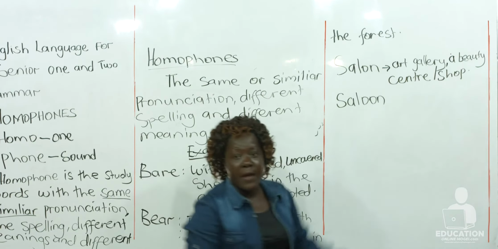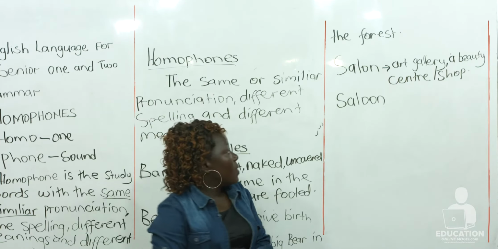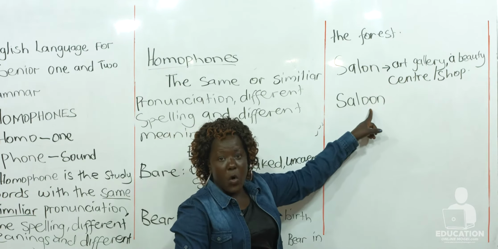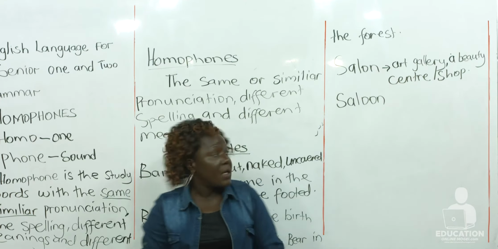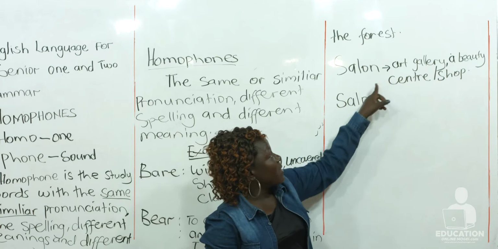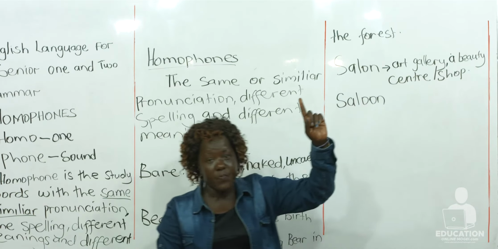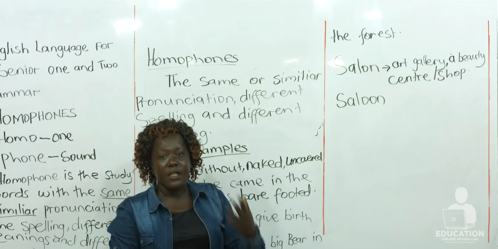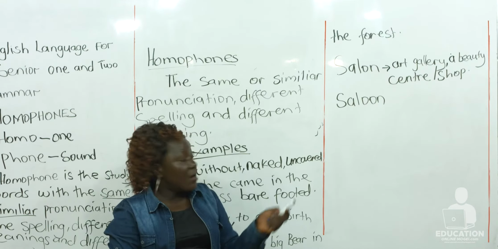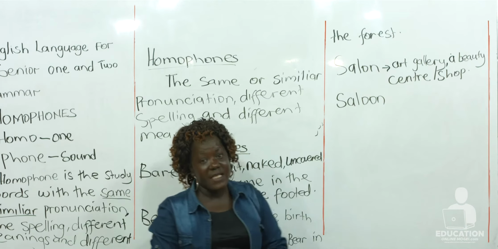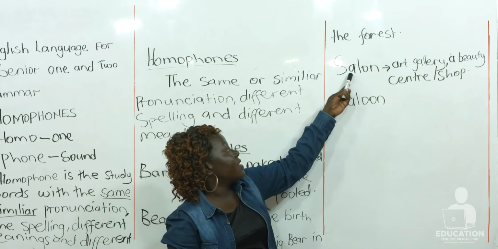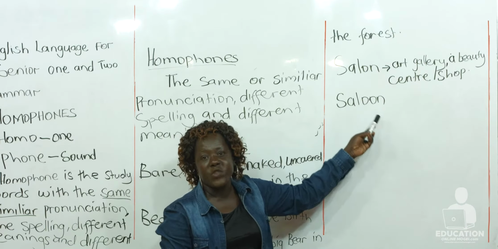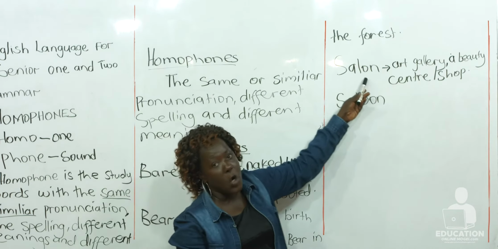So don't say, my auntie went to the saloon with double O. It will be wrong. This one has a different meaning from this one with single O. And those who want to open up salon business, don't write in your signpost, this is a unisex saloon with double O. It will be wrong. Write it with single O.